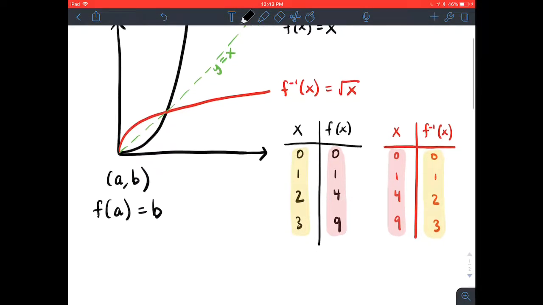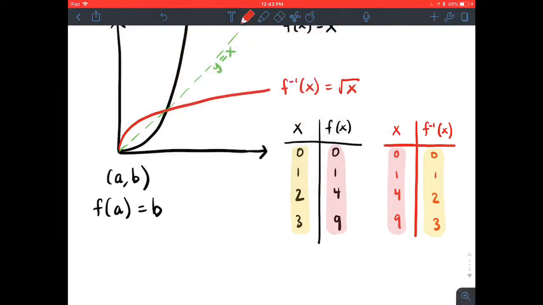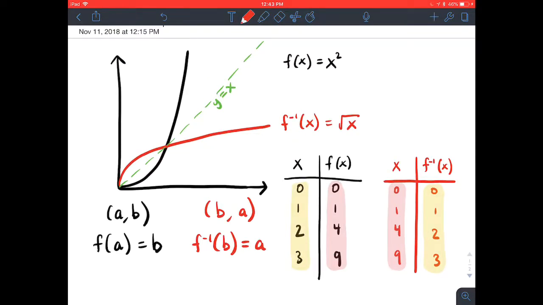Because of the definition of what an inverse function means, when we're dealing with an inverse function, if f of a is equal to b, we know that f inverse of b will equal a. So in other words, if the point a, b is on the graph of f of x, then point b, a will be on the graph of f inverse of x. Now there are some things you have to be careful about here, specifically regarding domain and range, which I will talk about in a future video. But for the moment, just think about it this way.